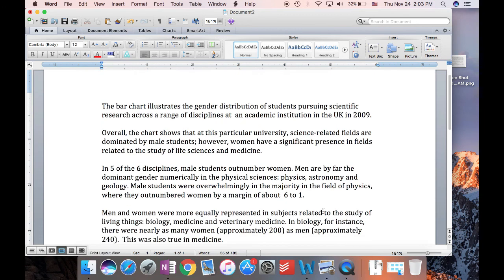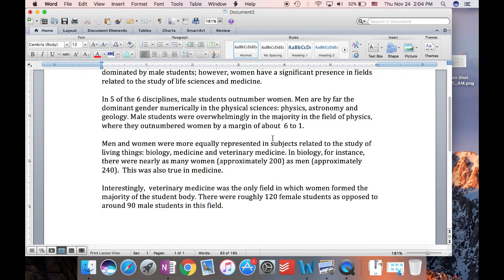In 5 of the 6 disciplines, male students outnumber women. Men are by far the dominant gender numerically in the physical sciences, physics, astronomy and geology. Male students were overwhelmingly in the majority in the field of physics. I think let's just say in physics. It sounds a bit forced. The IELTS examiner might think, oh, he's just trying to shove in some extra words. Where they outnumbered women by a margin of about 6 to 1.